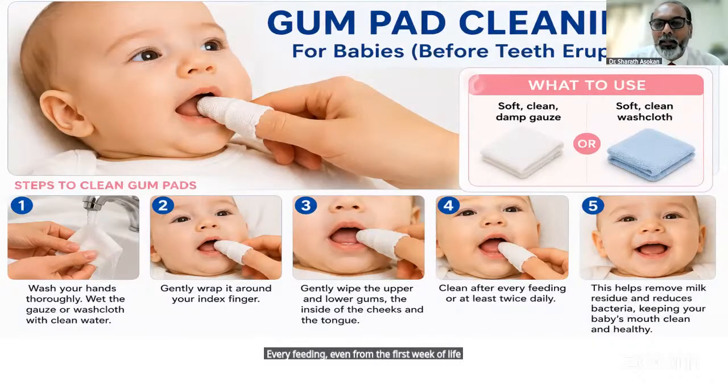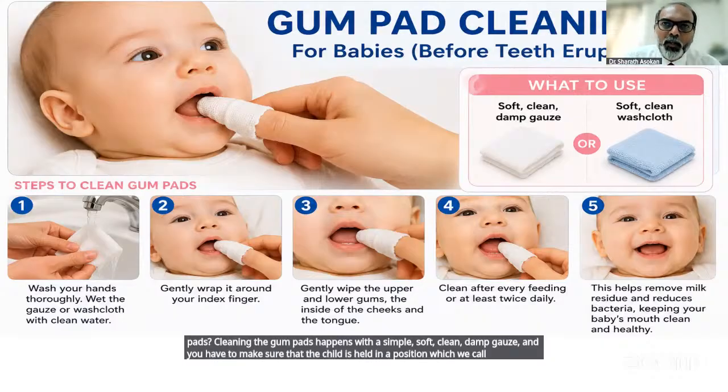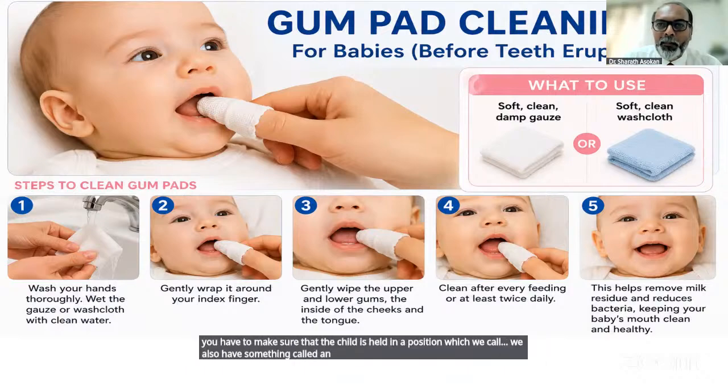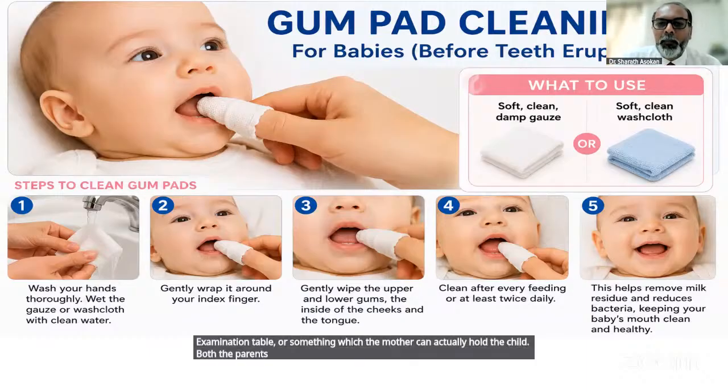So how do we clean the gum pads? Cleaning the gum pads happens with a simple, soft, clean, damp gauze. And you have to make sure that the child is held in a proper position. We also have something called an infant oral examination table, or something where the mother can hold the child. Both the parents can be involved, but cleaning of gum pad should start with just wrapping a clean, damp gauze, and it should happen after every feed from the first week after birth.